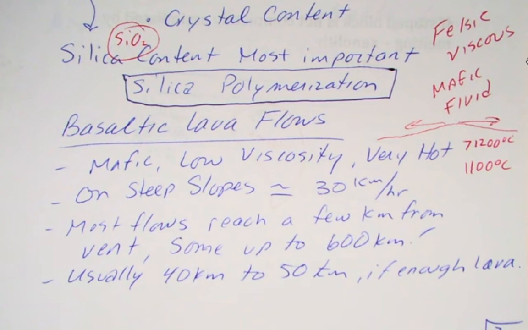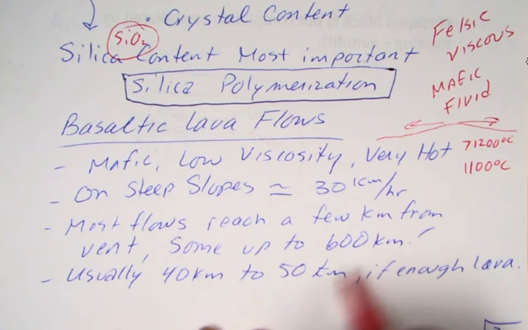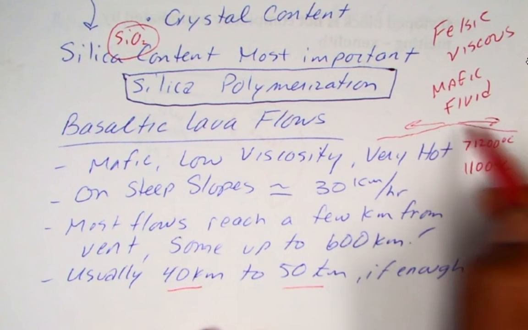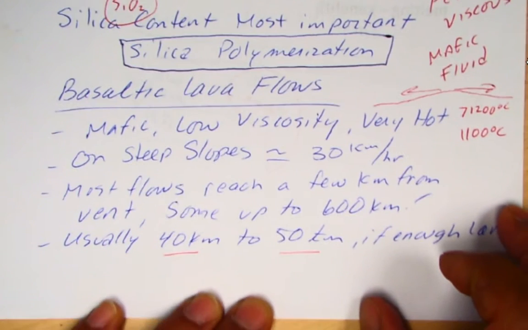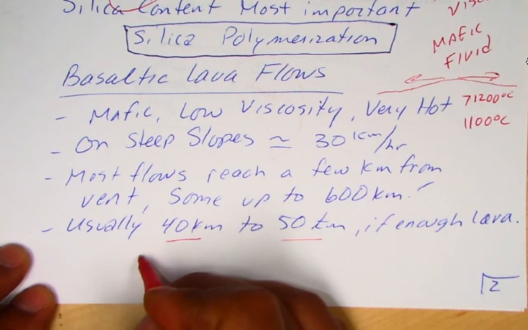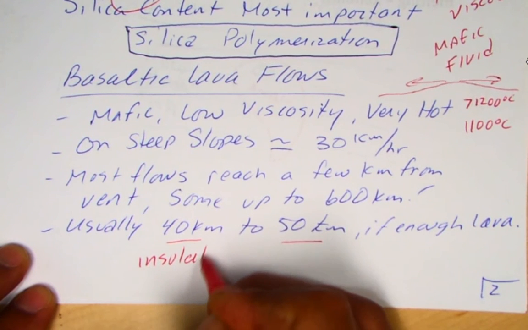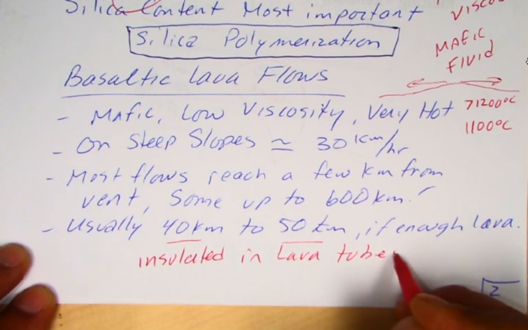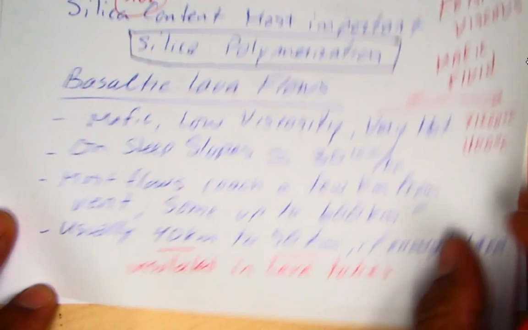And when it's flowing down steeper slopes coming off the volcano, they can move up to about 30 kilometers per hour. Most flows reach a few kilometers from the vent. Some can reach over 600 kilometers. They usually go 40 to 50 kilometers from the vent. So when you're looking at this, they're really going quite far. And the reason they're going so far is that they're insulated in lava tubes. So I'll have a couple of diagrams that show something about lava tubes here, right?